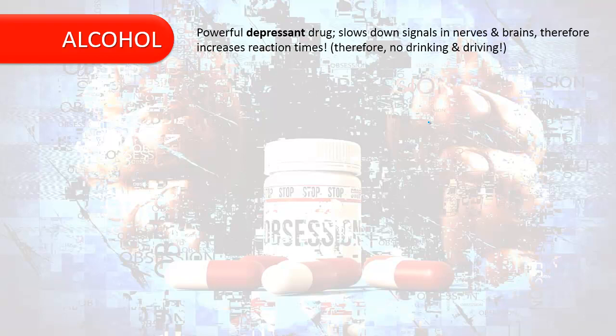Alcohol is a powerful depressant drug. And if you remember, we call them downers. Yeah, because it slows down signals in your nerves and the brain. And because it slows down the signals, it increases reaction times. And now you understand why they say you should not drink and drive. Because it increases reaction times.